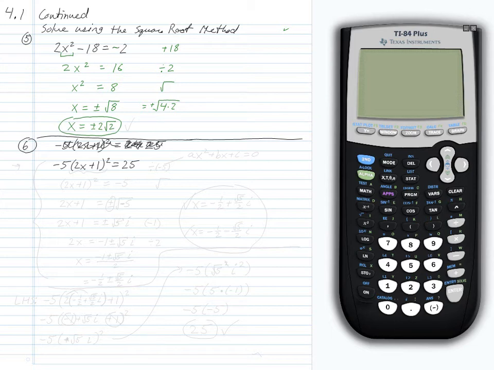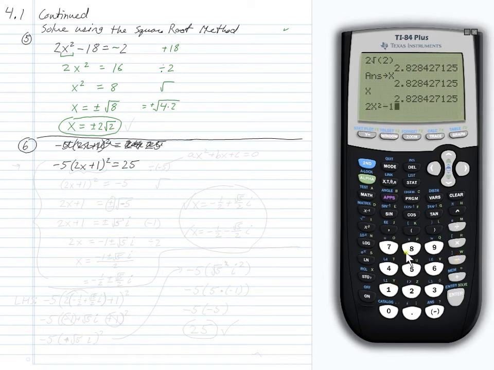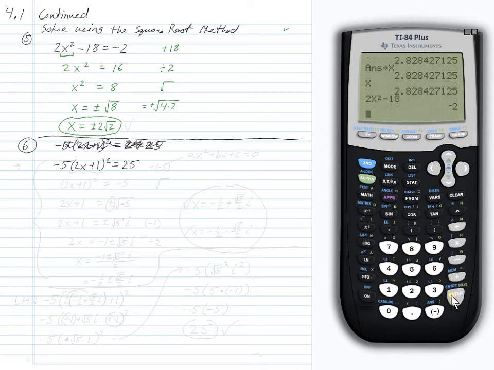I'll check this one in the calculator as well, just to show you how useful that storage feature is. Let's do 2 square root of 2. Okay, that's a big weird number, but let's store that in x. So now I'm overwriting the x that I had saved before. Now I'll plug that into the left-hand side. 2x squared minus 18 gives me negative 2, so that's a winner.